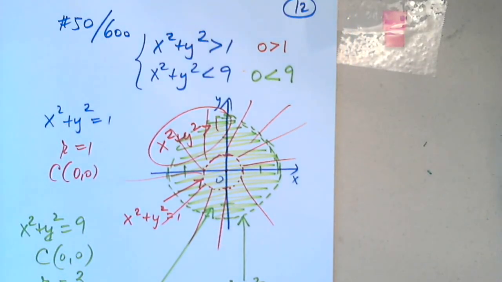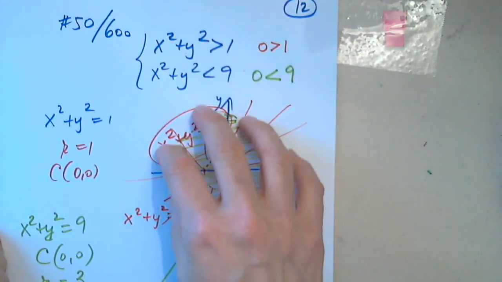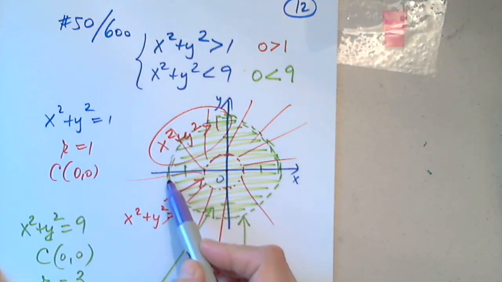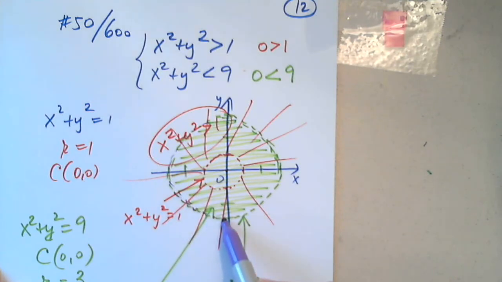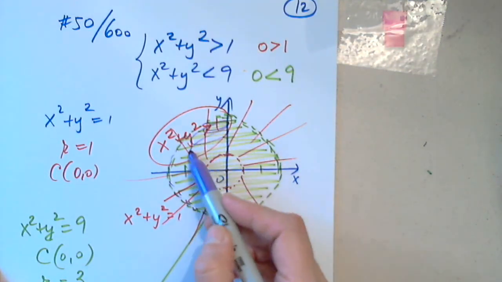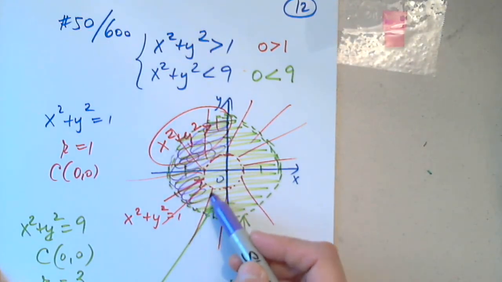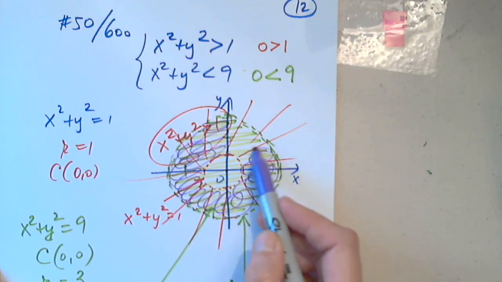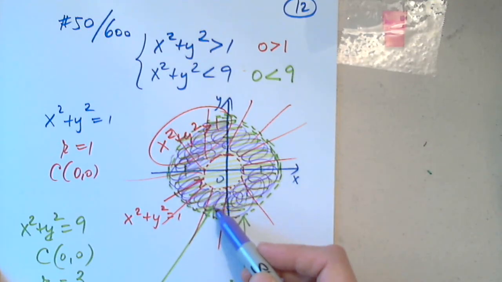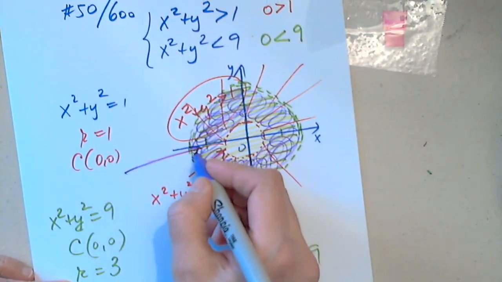Now I have to intersect the red with the green. Do they overlap, red and green? Yes, they do. So not points here, not points on the curve, not points on this curve, but everything else. Like a donut. The purple is both.